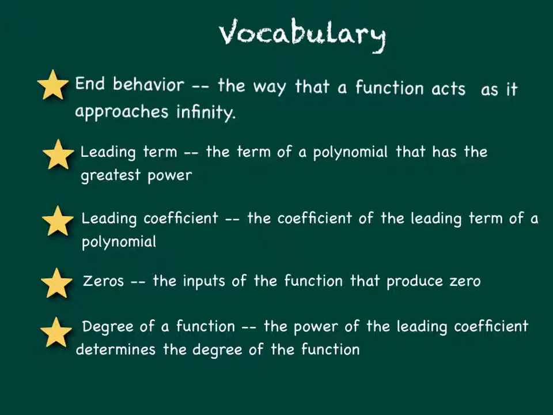The end behavior is the way that a function acts as it approaches infinity. The leading term is the term of the polynomial that has the greatest power. The leading coefficient is the coefficient of the leading term of the polynomial. Zeros are the inputs of the function that produce 0. And the degree of the function is the power of the leading term. This determines the degree.